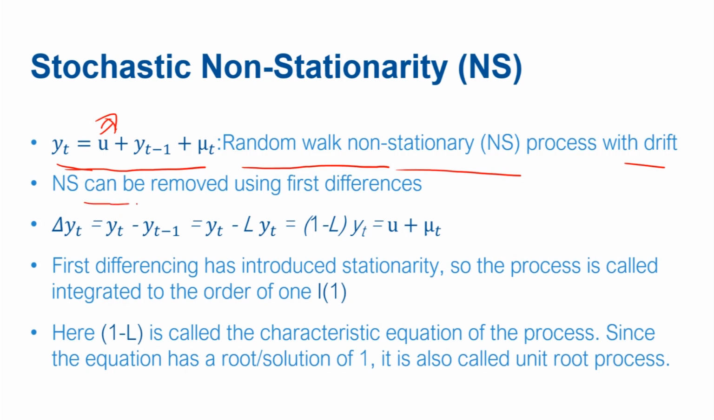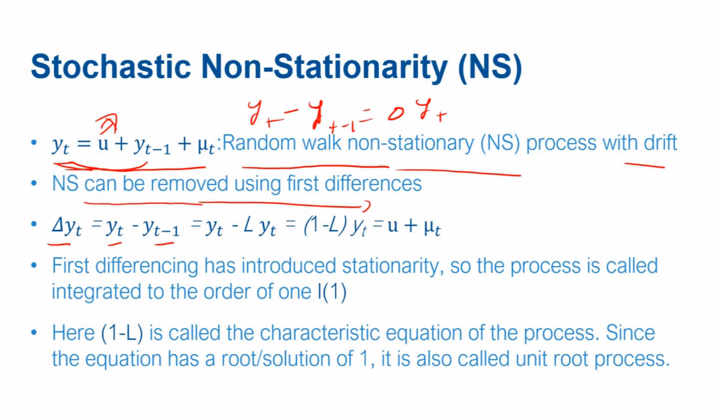The easiest way to remove this kind of non-stationarity is through taking first differences. What do we mean by this? So we have this y t process. If I take y t minus 1 to the left-hand side, we are left with what we call the first difference, which is y t minus y t minus 1, which can be written as delta y t. So delta y t is also called the first difference.